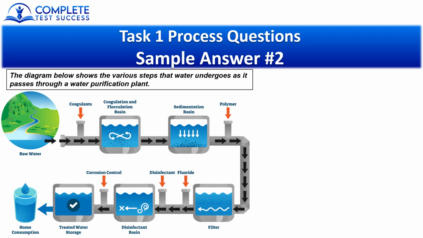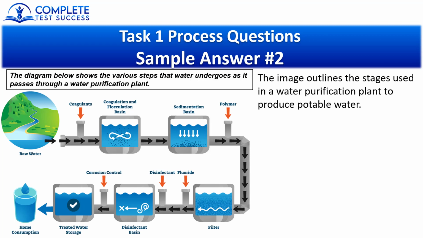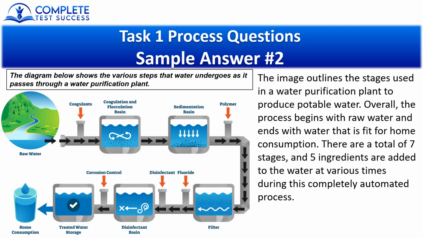And like before, we'll take some time to analyze it and then write the paraphrase. The image outlines the stages used in a water purification plant to produce potable water. And here's the overview with the same 3 components as before. Overall, the process begins with raw water and ends with water that is fit for home consumption.